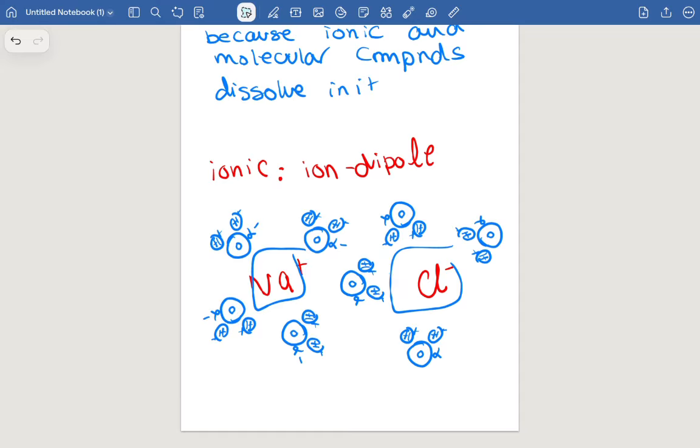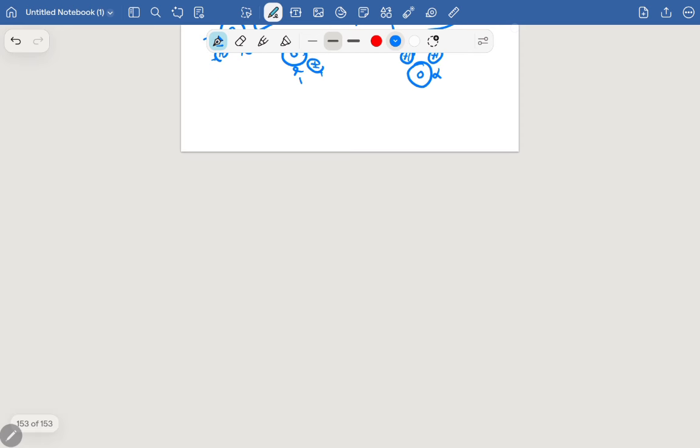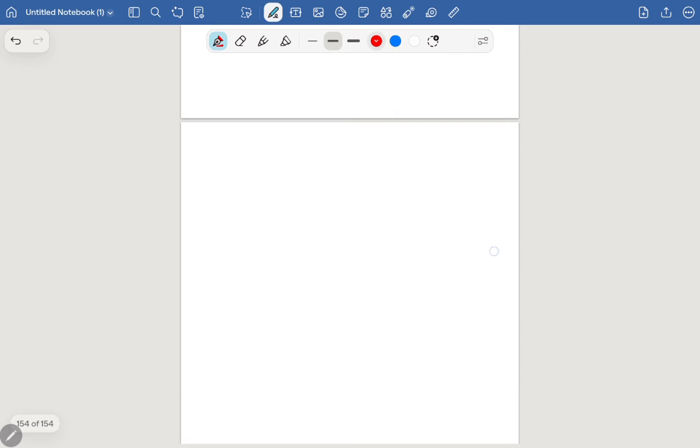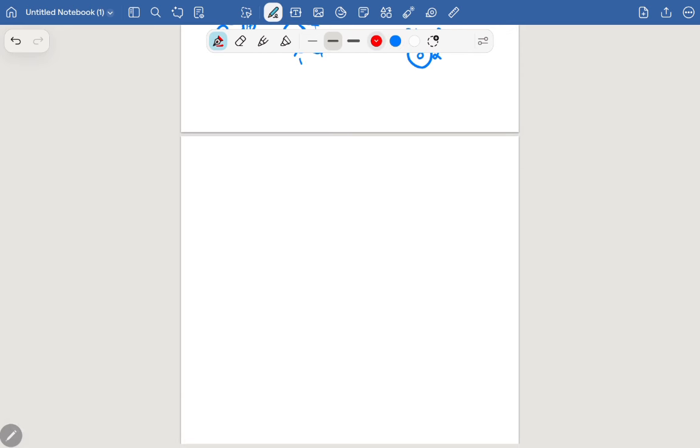And due to these, we have what? We will have an ion-dipole interaction. And as we said, these are stronger than hydrogen bonds, so this is why they will dissolve in water. Now, this is for ionic compounds. What about molecular compounds? Molecular compounds that dissolve in water are usually polar molecules. So this is basically what we need to know.